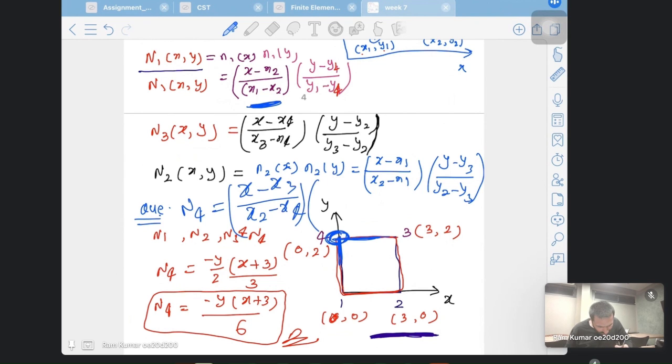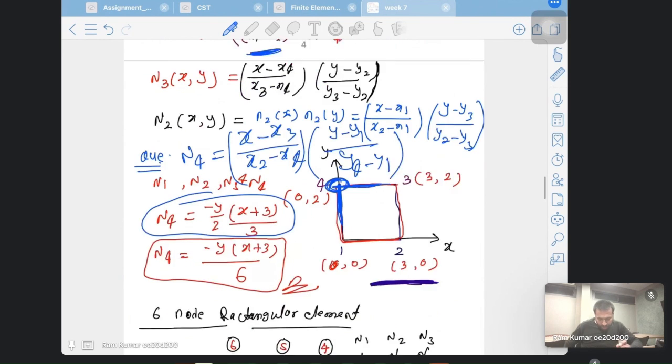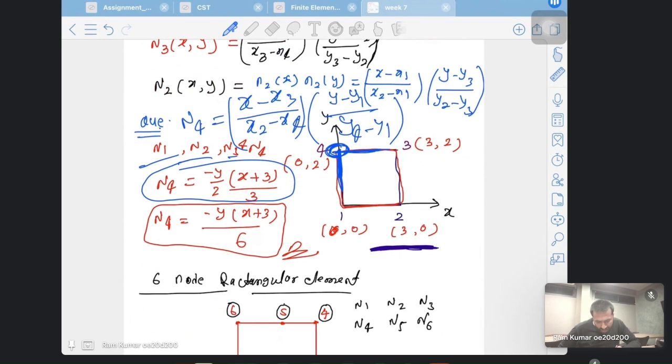Then what will be y? This is our y: y minus y1, divided by y4 minus y1. But after putting in the values, you will get N4. Similarly, you can find N1, N2, N3, whatever you want, by simply putting in that expression. This is not a big task, we just have to do it.